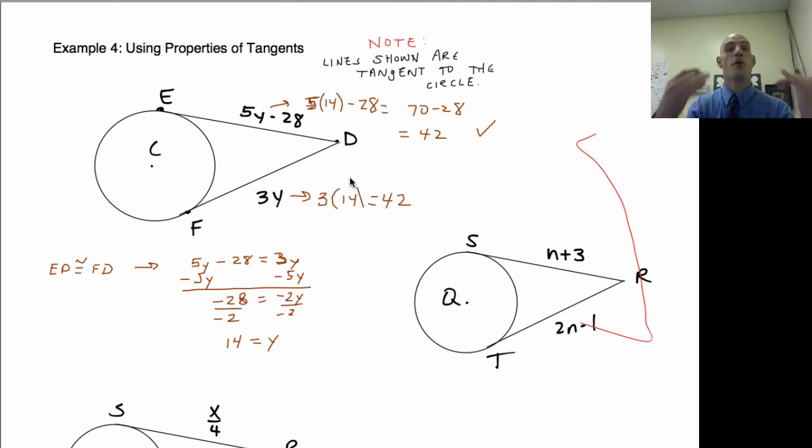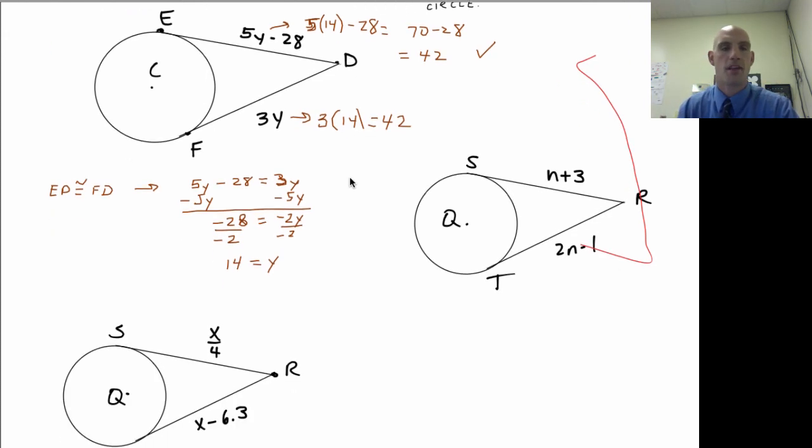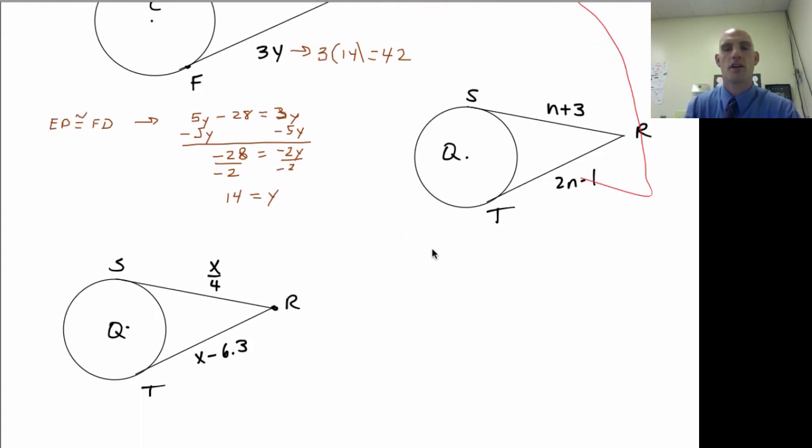Doesn't matter. If they're both tangent to the circle at a single point, they're going to be congruent. So you can apply that theorem to these next two here. Doesn't matter if it's decimals or fractions or just straight expressions, they're still going to be congruent.